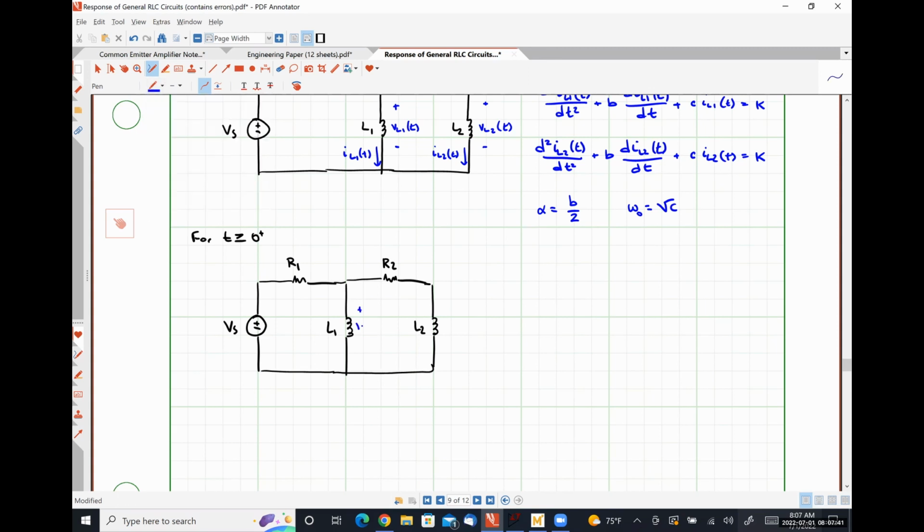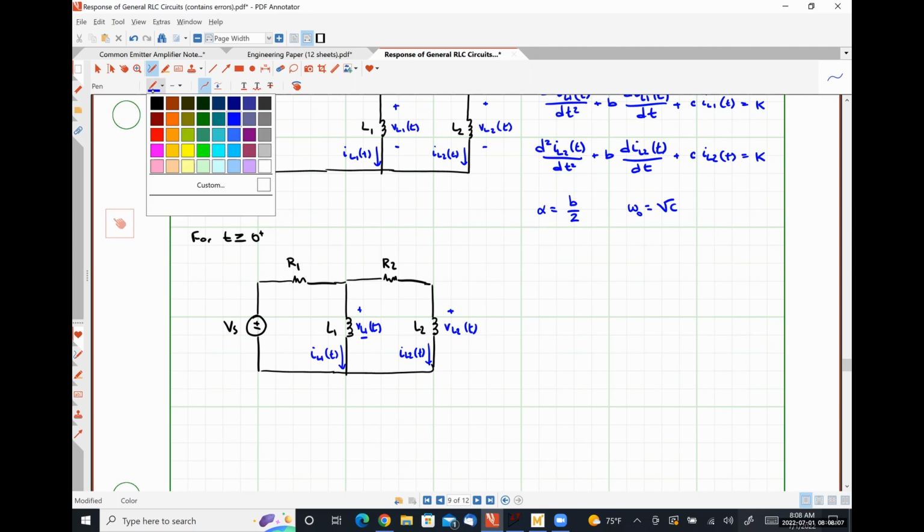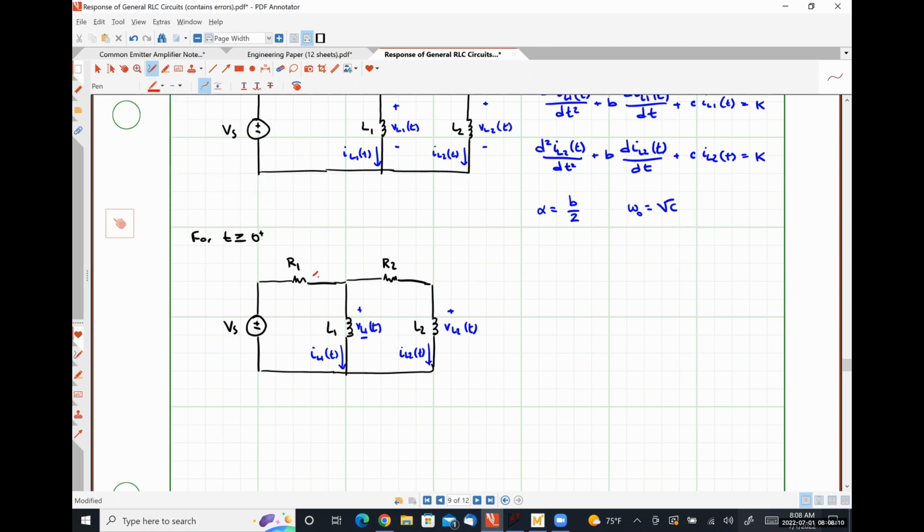Here is our voltage, VL1, our voltage VL2, current IL1, our current IL2. So the first thing I'm going to do here is I'm going to apply Kirchhoff's current law at that top node. I'm going to say that this current plus this current plus this current is equal to 0, and I'm going to try my damnedest to not make a mistake with the signs today.